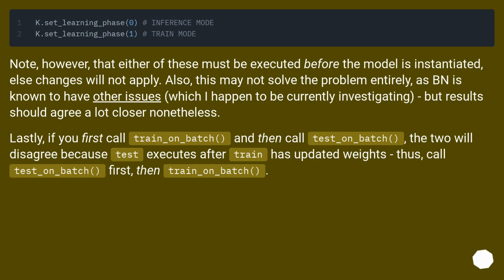Lastly, if you first call train_on_batch and then call test_on_batch, the two will disagree because test executes after train has updated weights. Thus, call test_on_batch first, then train_on_batch. Full example.